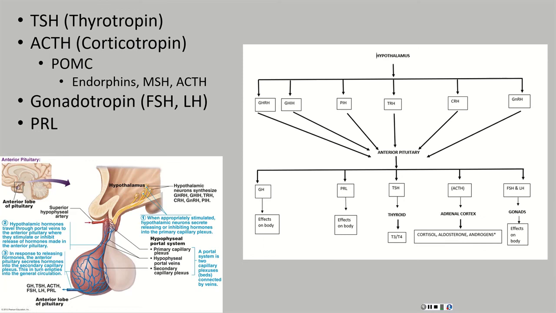So, prolactin, it's a protein. Again, it's an amino acid-based hormone. Its stimulus is decrease in PIH, prolactin inhibiting hormone, and/or increase in TRH, thyrotropin releasing hormone. It can also be stimulated by estrogens, certain types of birth control pills, breastfeeding, and dopamine blocking drugs.